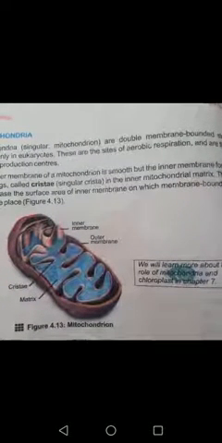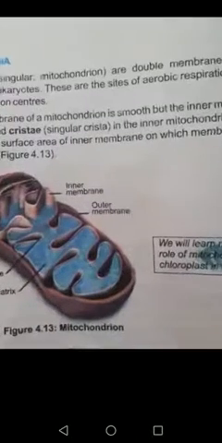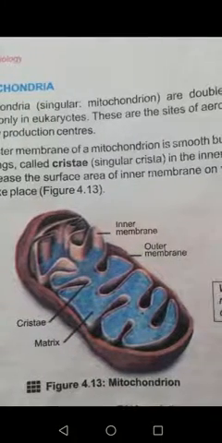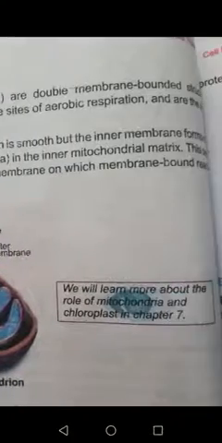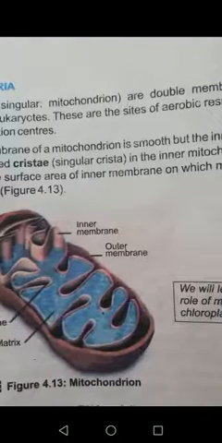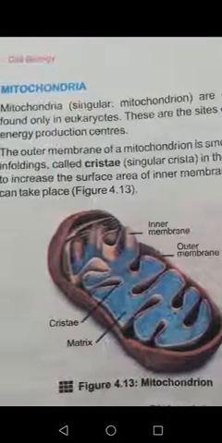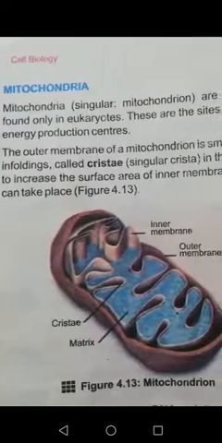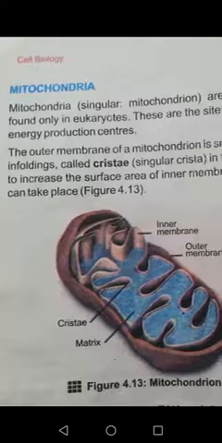Next organelle is the mitochondria. Mitochondria is a very important organelle, and it is a double membrane bound organelle. It means it is covered with two membranes, one outer and one inner. It is present mostly in eukaryotic cells. Prokaryotic cells do not have mitochondria.